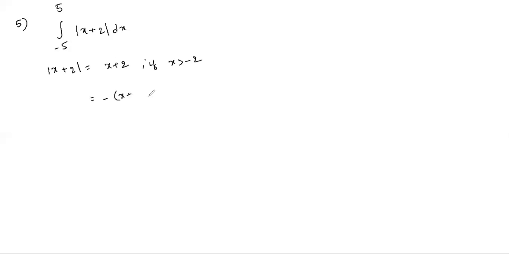So next, the fifth one: integral from minus 5 to 5 of mod x plus 2 dx. So modulus is there. So in this case, you have to split this integral where x plus 2 equals 0. If x plus 2 is greater than 0, meaning x greater than minus 2, it is x plus 2. If x plus 2 is less than 0, meaning x less than minus 2, it is minus of x plus 2. So we have to break this integral at that point.